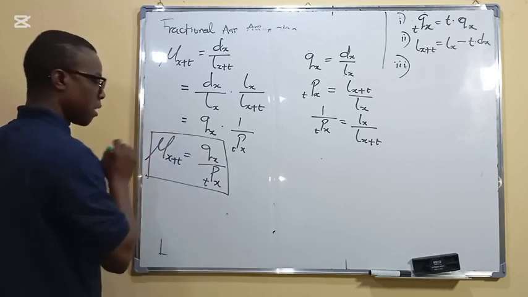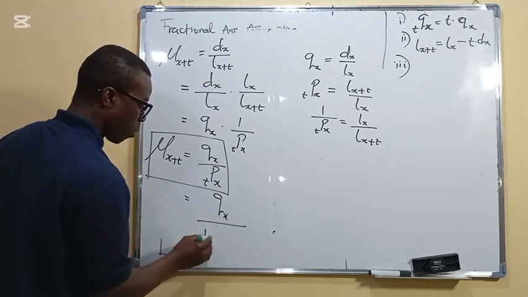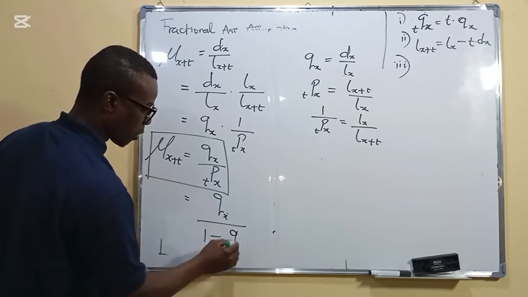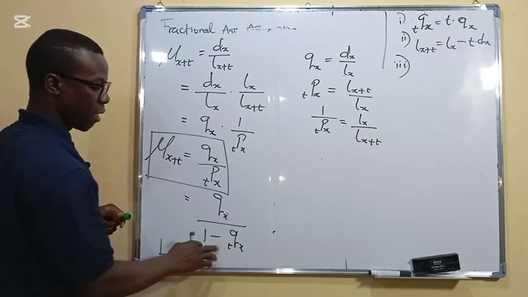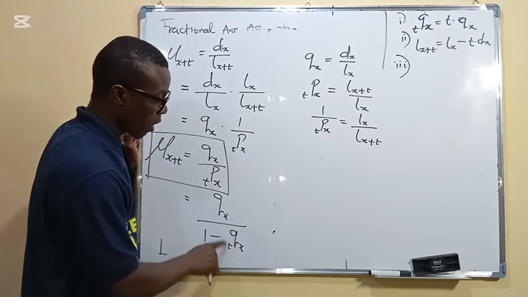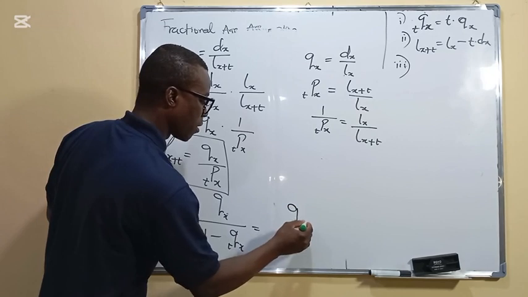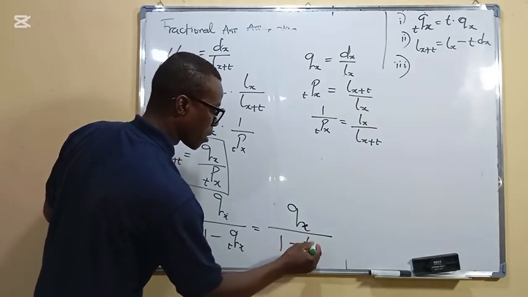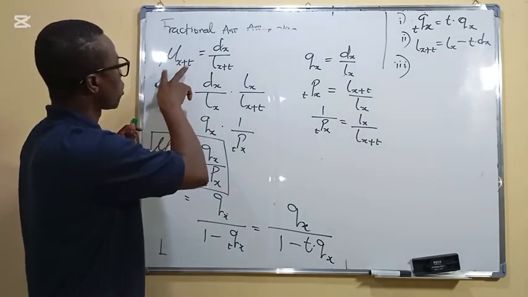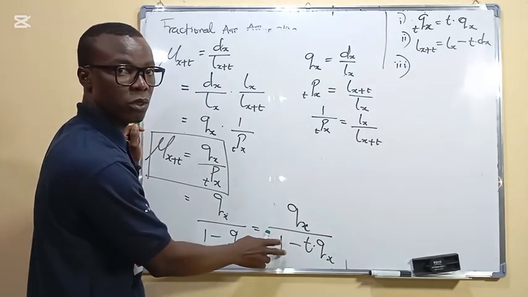So you can see that this is very important. It can also be split into something like this, qx over 1 minus t·qx. And we know that since we are dealing with a uniform distribution of age, and we have already said earlier on that this is the same as saying 1 minus t·qx. So now I've been able to show that mu x plus t is actually equal to this.